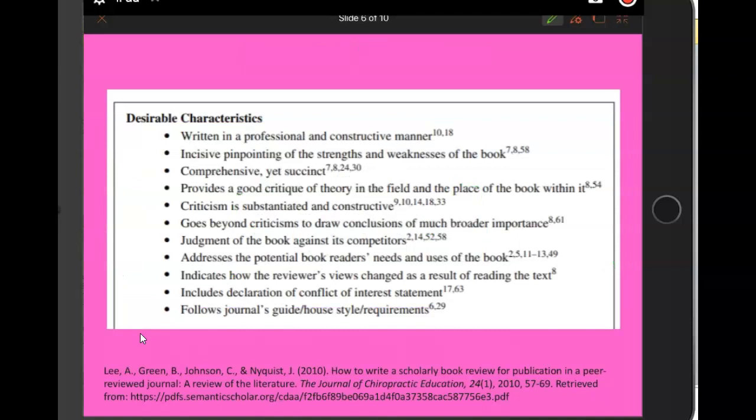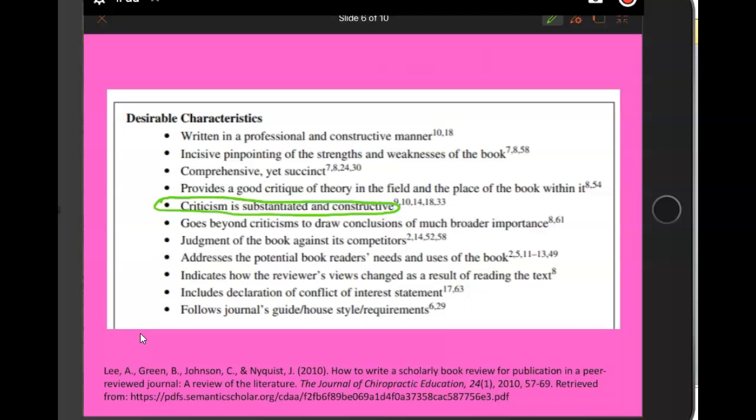They also include, what I like, a list of desirable and undesirable characteristics. So we're going to look at desirables first and then undesirables. And I want to just point out a few of these. The criticism should be substantiated and constructive, right? That's based on the literature review these authors have done of how to write scholarly book reviews. This was something that came up in a lot of these suggestions.